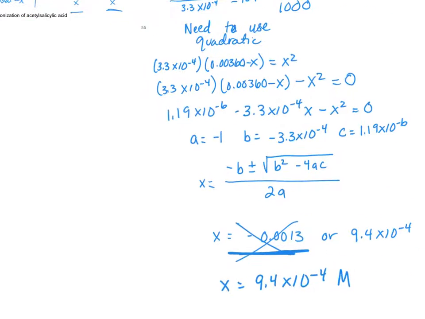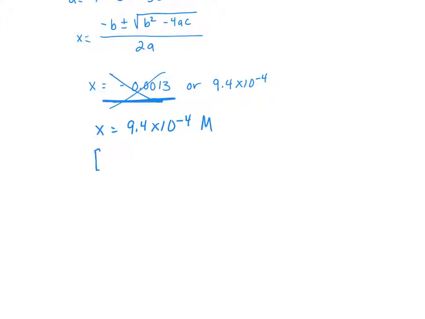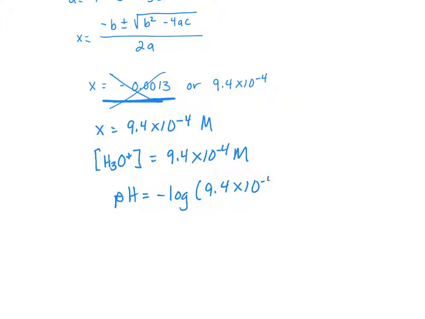And we're asked to find the pH of the solution. So H3O plus is equal to 9.4 times 10 to the minus 4 molar. The pH is equal to minus the log of our H3O plus concentration, 9.4 times 10 to the minus 4. And we should end up with a pH equals 3.03. Okay. So make sure you can get that answer.